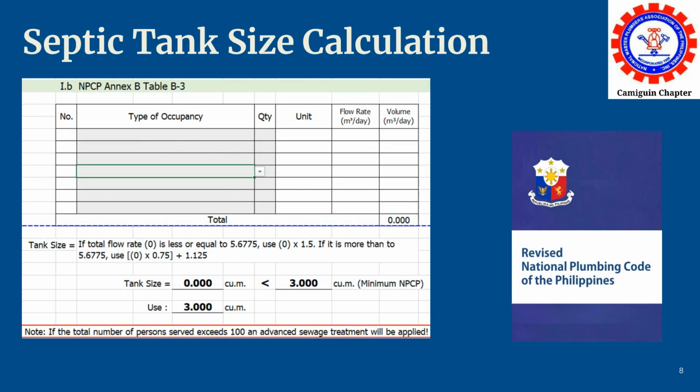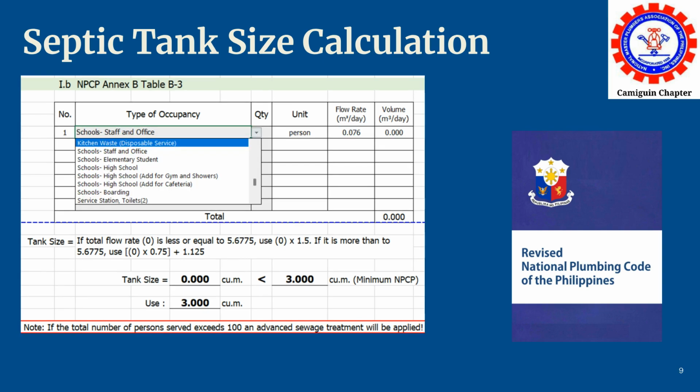This section introduces Table B3 from the RNPCP, which uses flow rates based on occupancy types other than those in the previous item to calculate the tank size. Take notice that the previous item 1.A is for dwellings or residential buildings, whereas this item 1.B is for other types. Note that advanced treatment is required if the number of persons served exceeds 100.